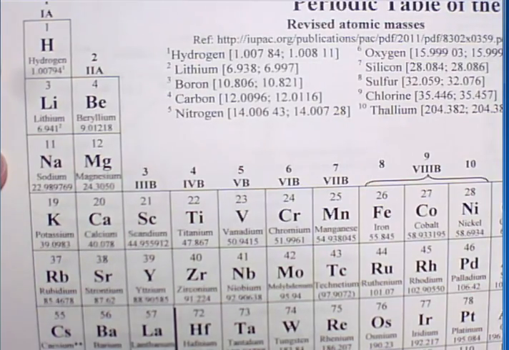Okay? Now if you have a 1 plus charge, it means you've lost 1 electron. If you have a 2 plus charge, it means you've lost 2 electrons because you have 2 more protons than electrons. If you have a 3 plus charge, you've lost 3 electrons.